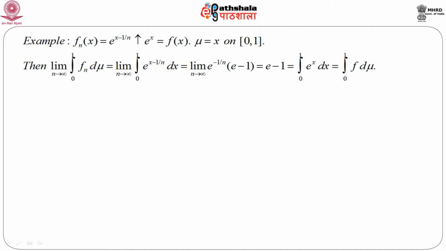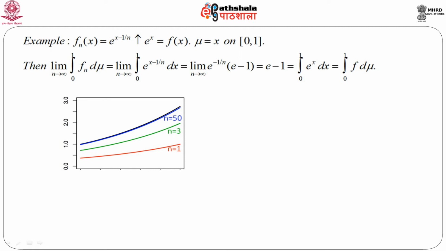Now, what is e^x? e^x is the limit of the sequence of functions, which in this case is e^(x - 1/n), that is the integral from 0 to 1 of f dμ. So, we see that this is a nice demonstration, although for a very simple function, and we will see that we can apply this monotone convergence theorem. It has immense application in probability theory and in distribution theory.